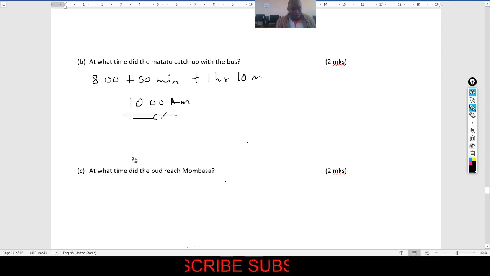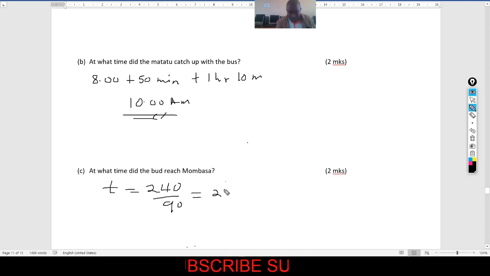At what time did the bus, not the matatu, reach Mombasa? So we need to find the time taken. Time taken equals total distance, which was 240, divided by speed. It was moving at 90 kilometers per hour. So it took 2 hours.